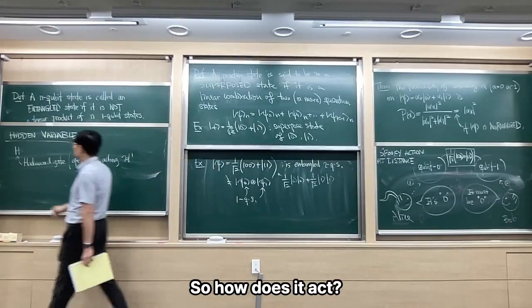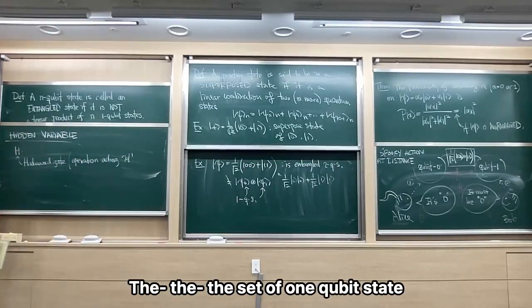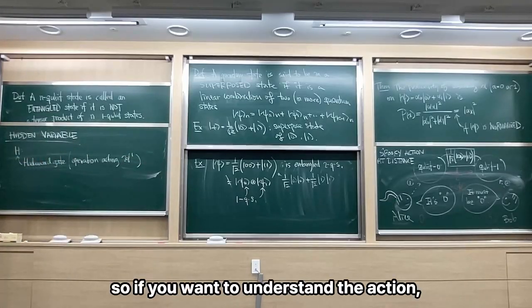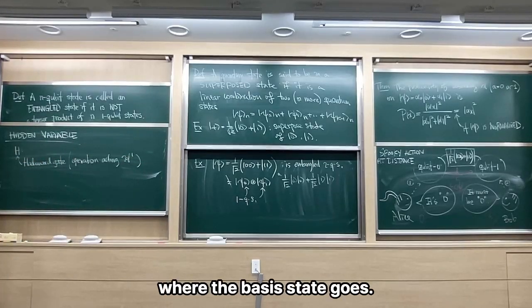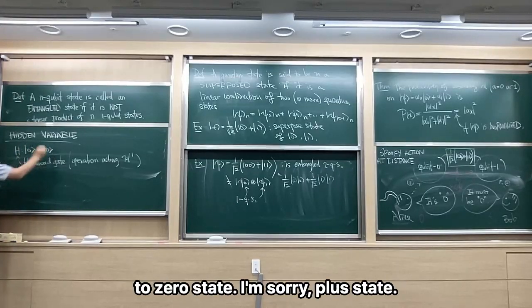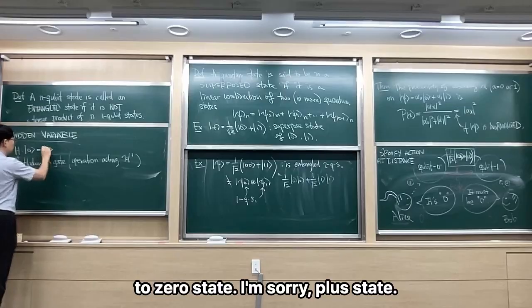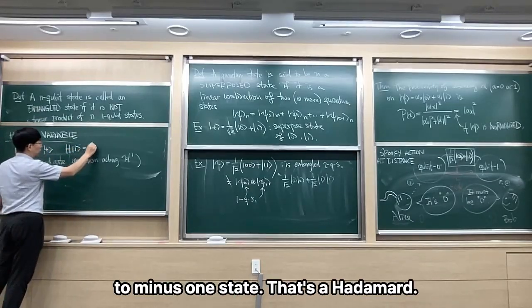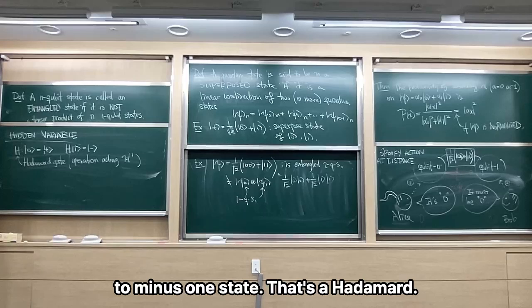So how does it act? The set of 1 qubit states is a vector space. So if you want to understand the action, you only need to see where the basis states go. The Hadamard gate sends the 0 state to the plus state, and the Hadamard gate sends the 1 state to the minus state. That's the Hadamard.